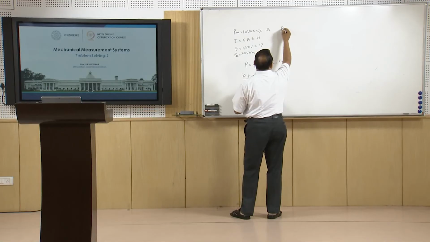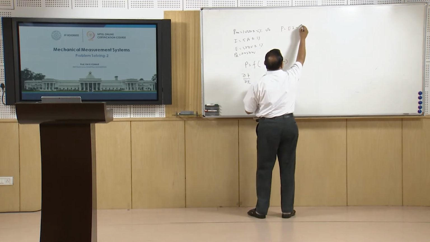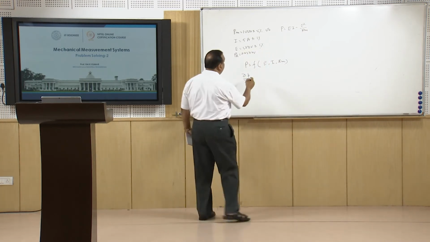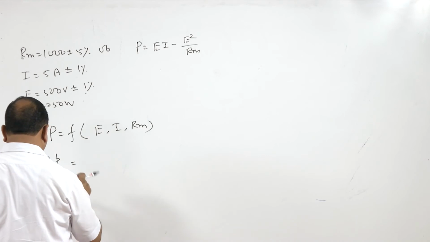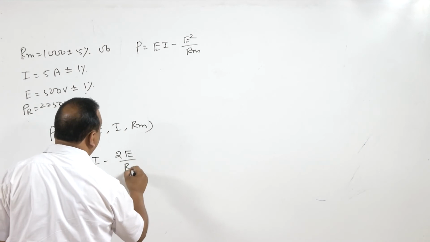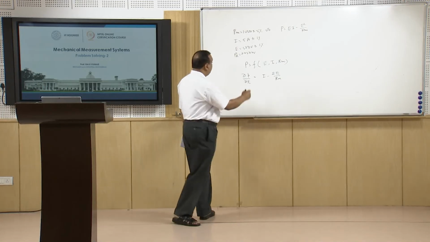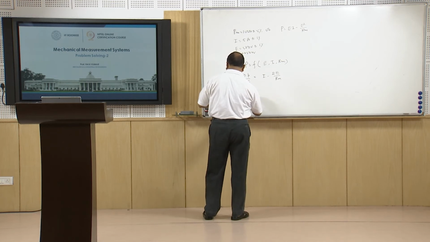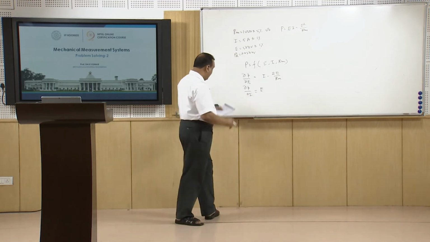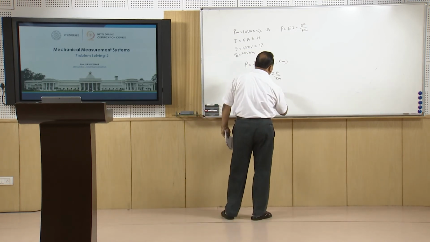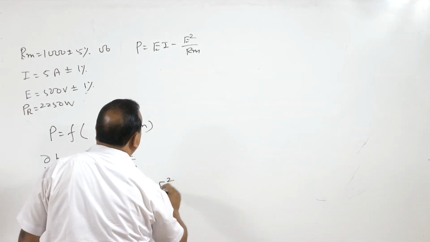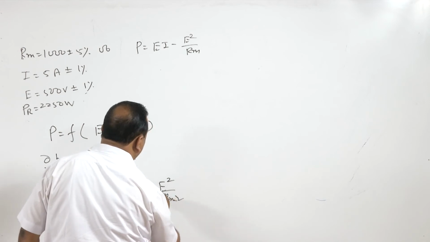P is equal to EI minus E square upon Rm. Right? Now del P by del E is going to be equal to I minus 2E by Rm. Now del P by del I is going to be E, and del P by del Rm is going to be, this is 0 minus E square by Rm square, and this will become plus.